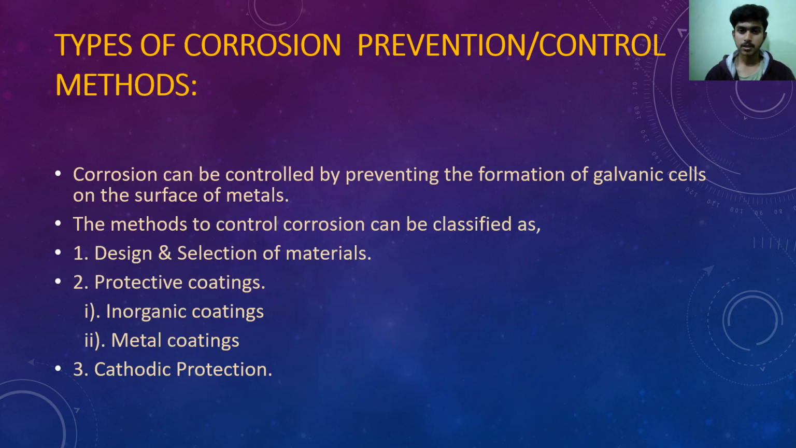Types of corrosion prevention or control methods. Corrosion can be controlled by preventing the formation of galvanic cells on the surface of metals. The methods to control corrosion can be classified as design and selection of materials. Second one, protective coatings. The protective coatings are subdivided into inorganic coating and metal coating. And lastly, cathodic protection.